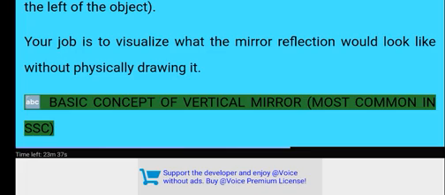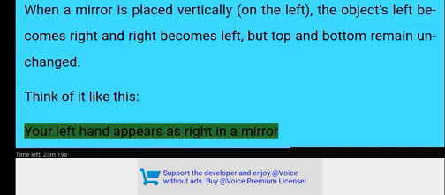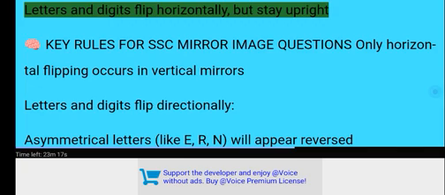Basic concept of vertical mirror, most common in SSC. When a mirror is placed vertically on the left, the object's left becomes right and right becomes left, but top and bottom remain unchanged. Think of it like this: your left hand appears as right in a mirror. Letters and digits flip horizontally, but stay upright.